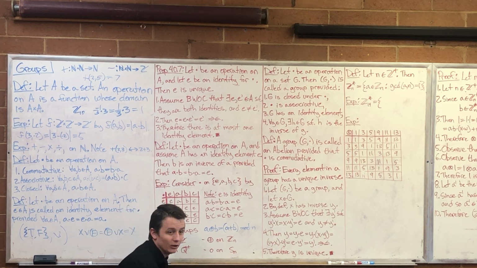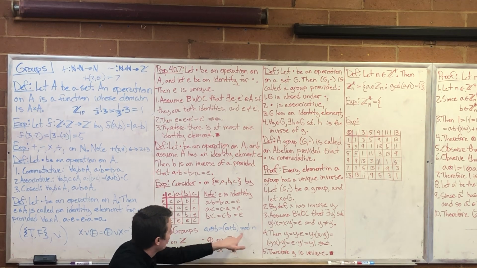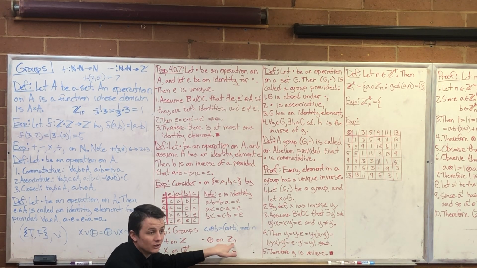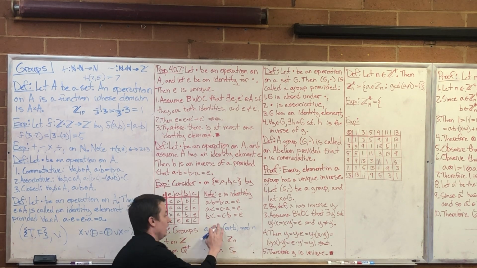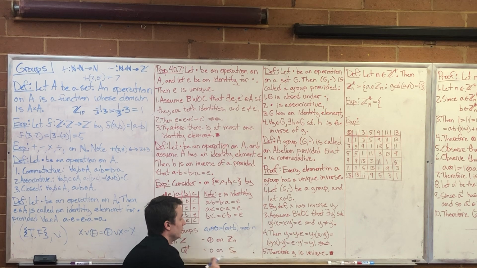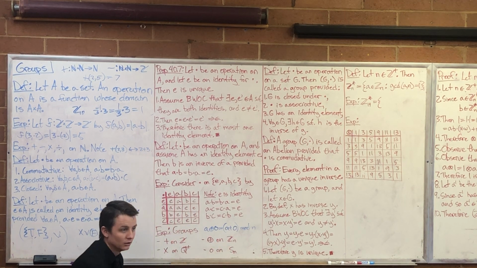Does it have an identity element? Yes, 0. 0 is always in Zn, right? Because n is a positive integer. So 0 is always and forever in there. And A modular addition 0 is the same thing as A plus 0 mod n, which is just A. Good? Yeah. Let's see, what are we missing?